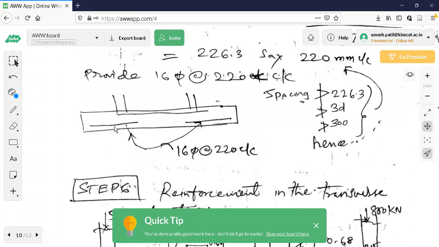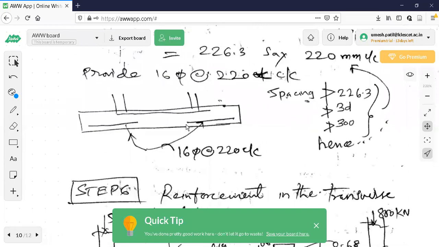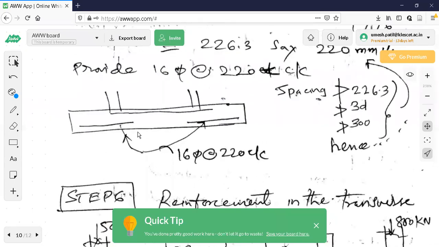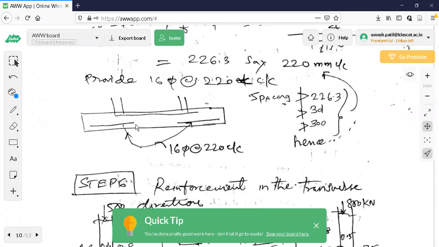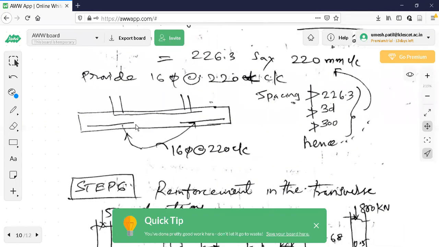See, usually this end should start from the point of contraflexure. Usually this end also, but normally what they do, from the center line of the column they go inside by development length. I'll show that. Extra knowledge is required for drawing this diagram, positioning the reinforcement. So the reinforcement in the longitudinal direction is over.